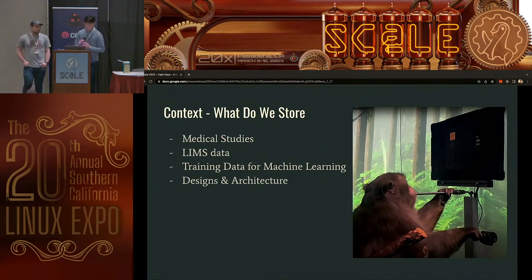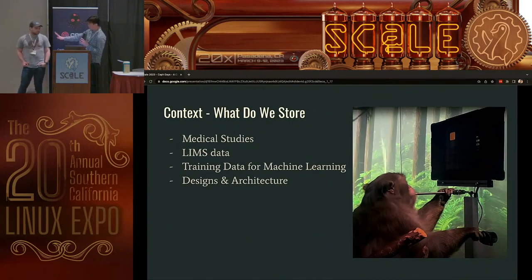Additionally, we store our training data and our models that we use for how to translate the signals from your brain into, say, a keyboard or a mouse, or in this case, a monkey playing Pong. And otherwise, all of our designs and architectures are also stored in Ceph as well.